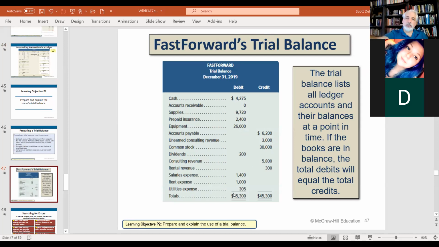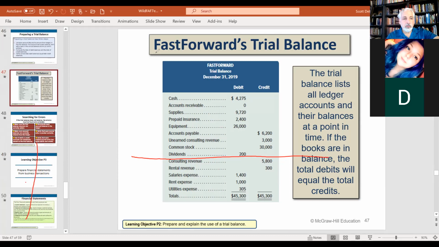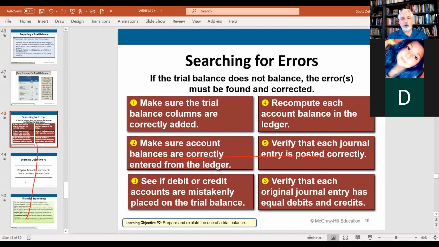If I draw a line through the middle of this, you will see that everything above my line is a balance sheet. Everything below the line is an income statement. So that's going to be the flow.